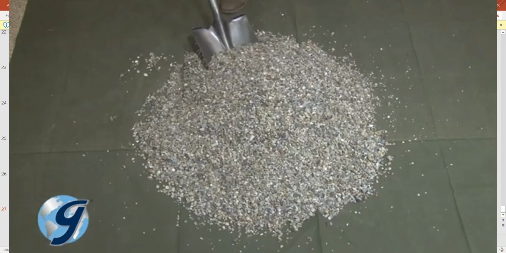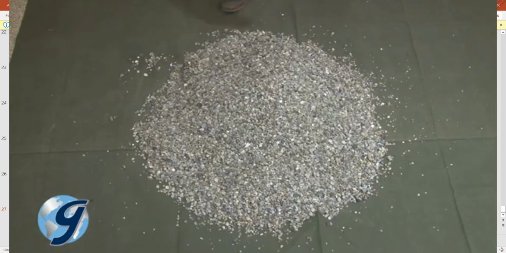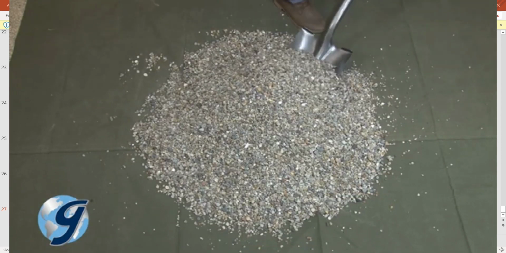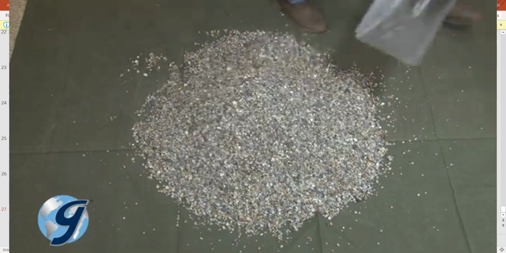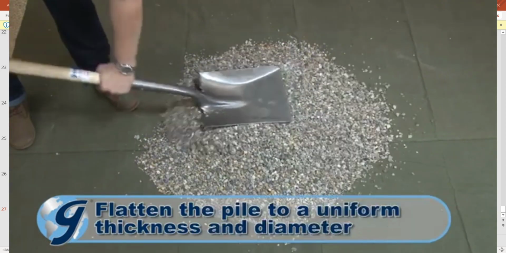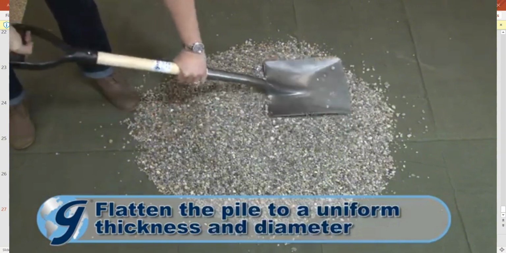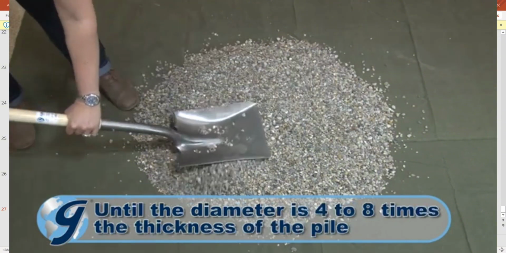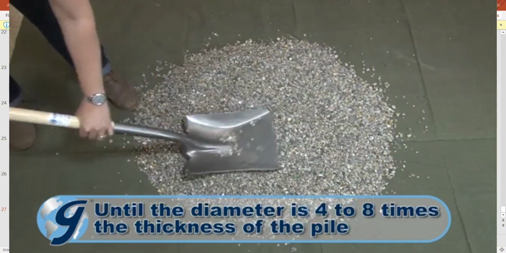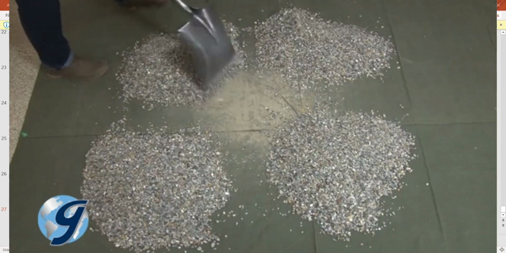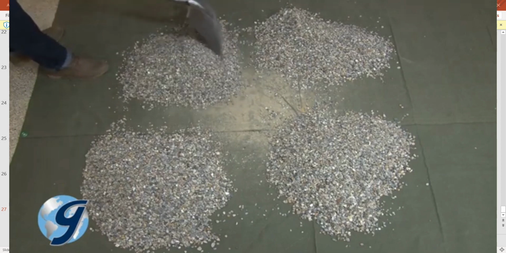Shovel the sample into a conical pile by depositing each shovelful on top of the previous one. Flatten the pile to a uniform thickness and diameter by pressing down with the shovel until the diameter is approximately 4 to 8 times the thickness of the pile. Now divide the flattened sample into 4 equal quarters with a shovel or a trowel.